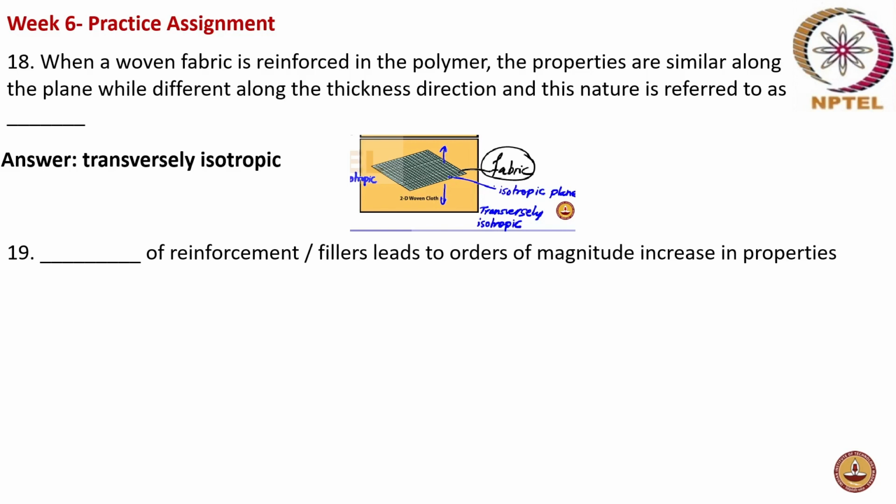And this phenomenon is called percolation. Once percolation happens, there will be orders of magnitude increase in properties. For example, sigma is the electrical conductivity and phi f is the volume fraction of the filler. As you increase the volume fraction of the filler to a particular concentration, you can see a nearly 7 to 12 orders of magnitude increase in the conductivity once this network gets percolated.